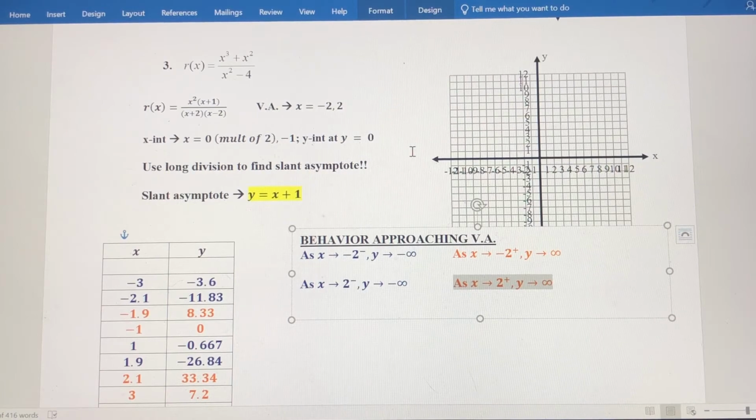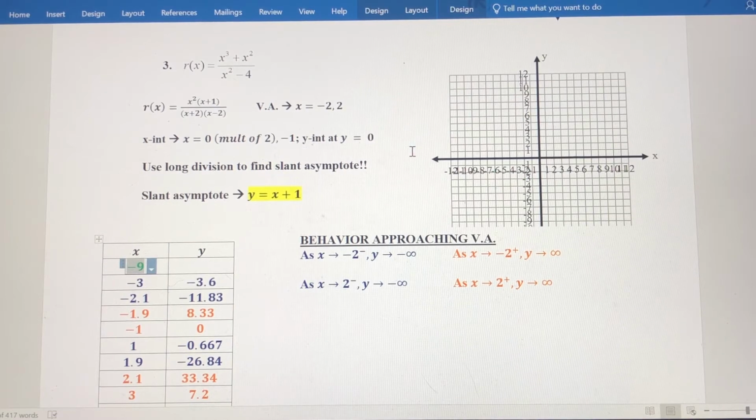Next thing I want to do, I know I've got a slant asymptote, so I need to plug in some values that are going to be on my grid to make sure I know what's going to happen as we go to the extreme left and the extreme right, okay? So if I plug in -9, I didn't plug in -10 here for a reason. When I plug in -9, I get -8.42, okay? So I can plot that point a little bit later on.